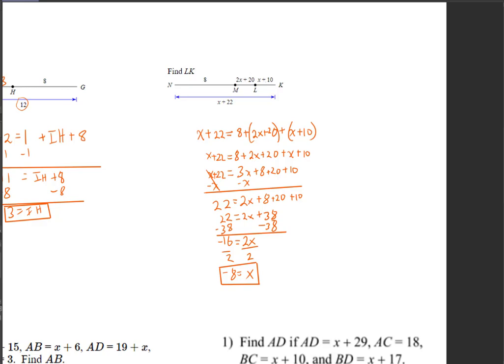And because negative 8 is equal to x, I'm going to place negative 8 in, because they want me to find LK. It tells me here that LK is x plus 10. So I'm going to take my x plus 10 for LK, and I'm going to plug in negative 8 instead of that x. So I have negative 8 plus 10 is equal to LK. And that gives me, of course, 2 is equal to LK, right?